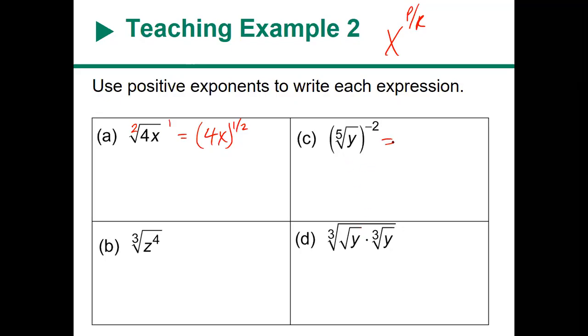This one. This time my root is 5. My power is negative 2. So this becomes y to the negative 2 over 5. But it wants it as positive exponents. So this becomes 1 over y to the 2/5.